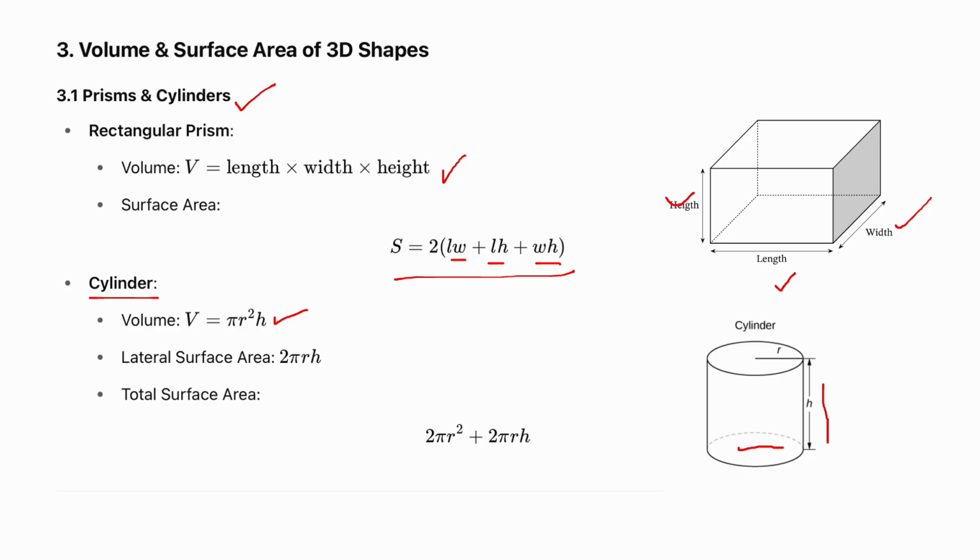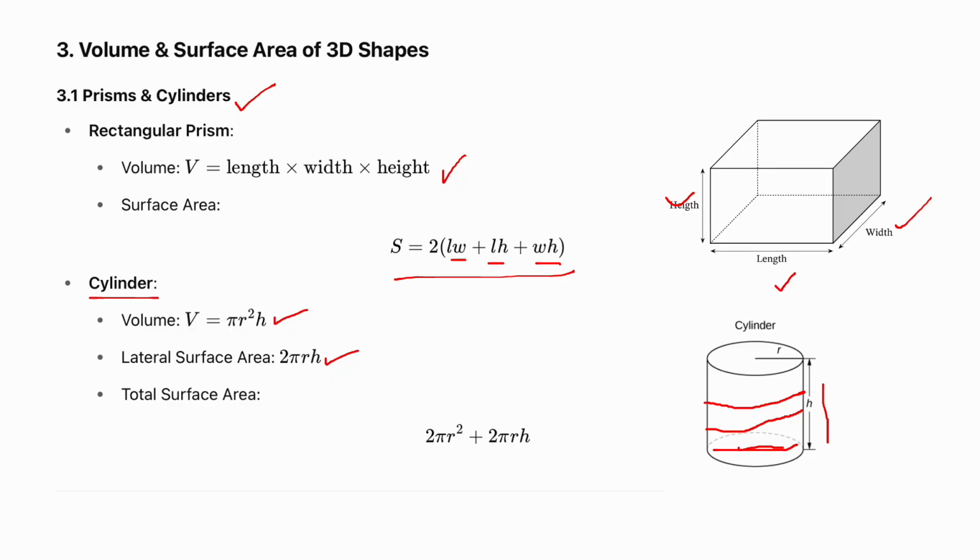For surface area, we have to break this into 2 parts. There are 2 kinds of areas. The first one is lateral surface area, which wraps around the sides like a label on a can. Suppose this is a cylinder, this is a can, and you cover it with some label from all around. So that is called lateral surface area, and that is given as 2 pi r h.